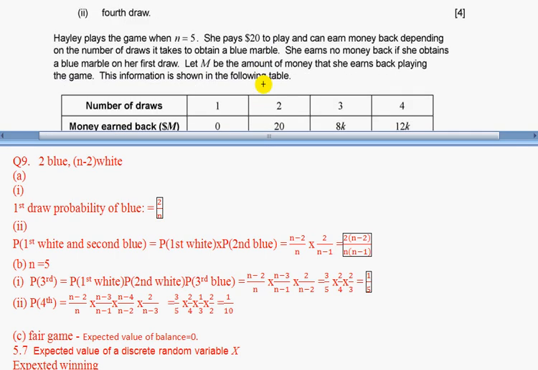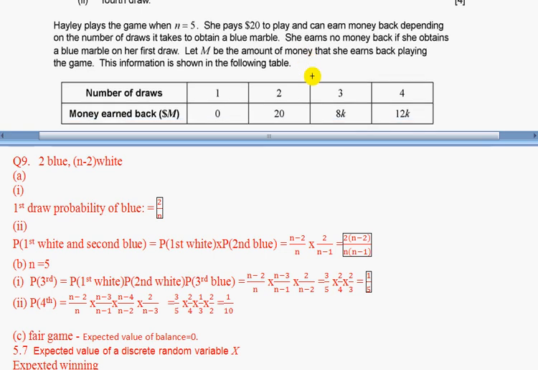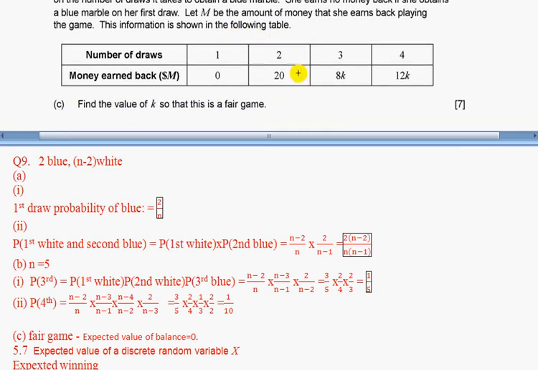Haley plays a game when n equals 5. She pays $20 to play and can earn money back depending on the number of draws it takes to obtain a blue marble. She earns no money back if she obtains a blue marble on her first draw. Let m be the amount of money she earns back playing the game. This information is shown in the table. Find the value of k so that this is a fair game.